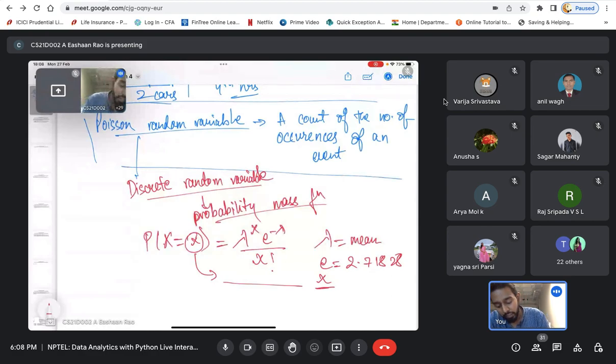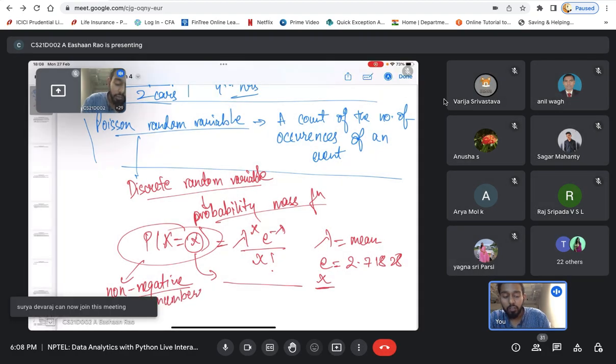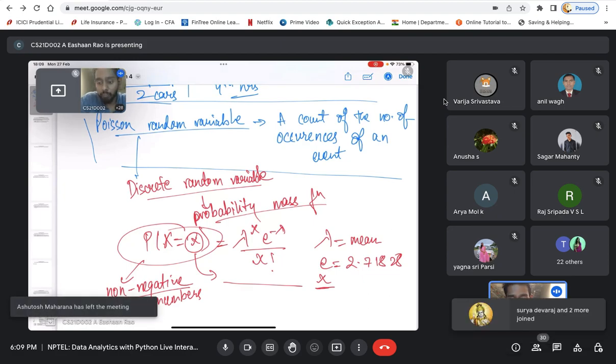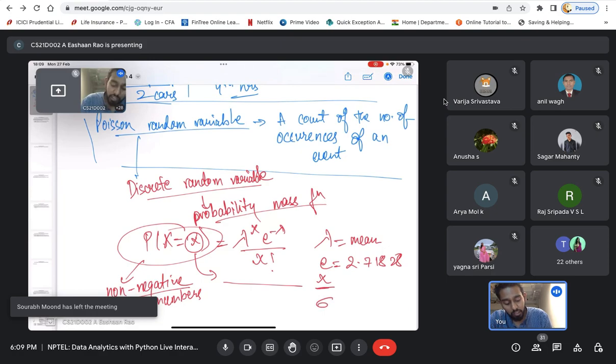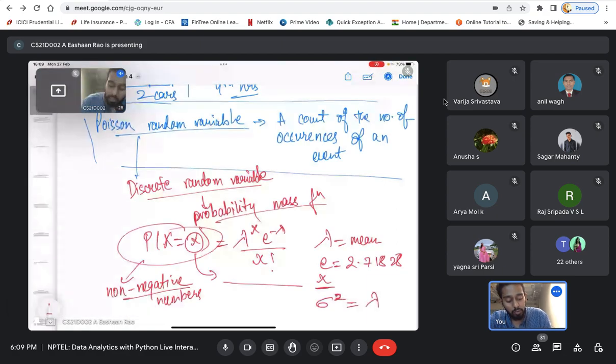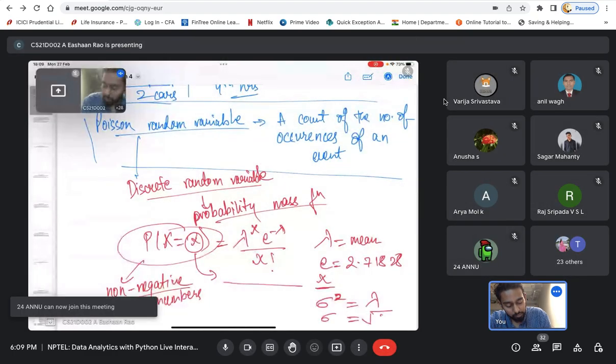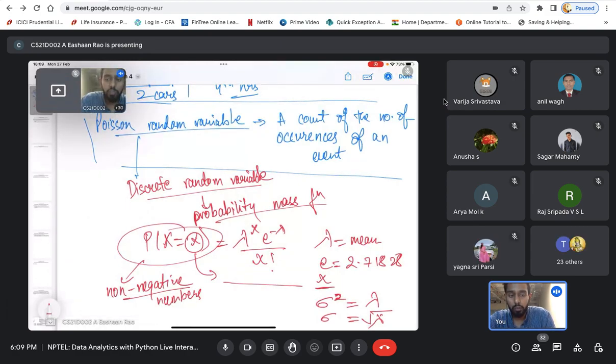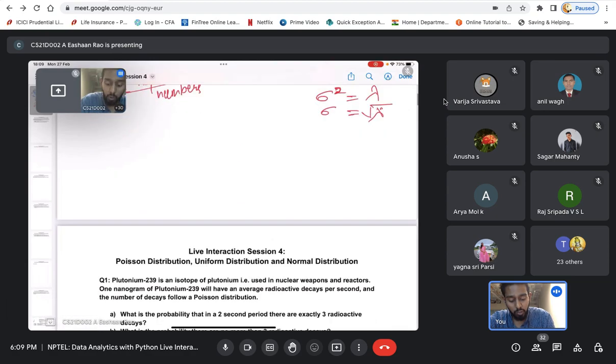Another important part is that it works only for non-negative numbers. We will see over time that for the normal distribution or uniform distribution we can also deal with negative numbers, but here we are dealing with non-negative numbers. The variance is lambda, same as the mean, and the standard deviation will be the square root of lambda. So this is a basic overview of the Poisson distribution. Now we will solve the questions and see how we can calculate probability using the Poisson distribution.